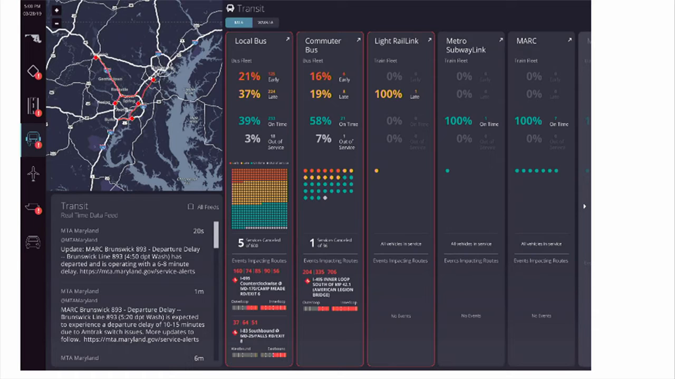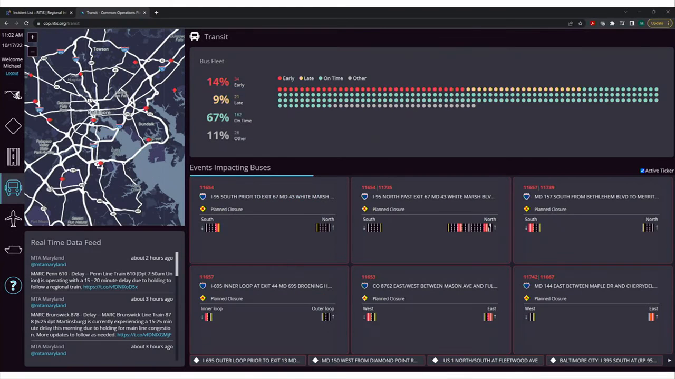These are the buses that might take you from Baltimore to DC or something like that. We've also got the light rail, metro, and MARC. MARC is a big commuter rail as well. And then if there are any particular incidents impacting certain bus lines, those pop up down at the bottom as well. This is another view.